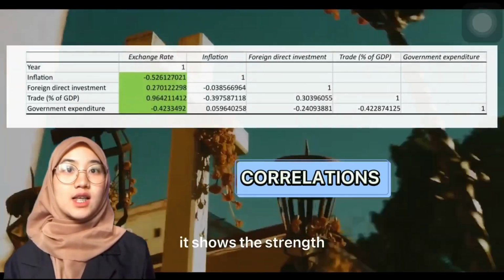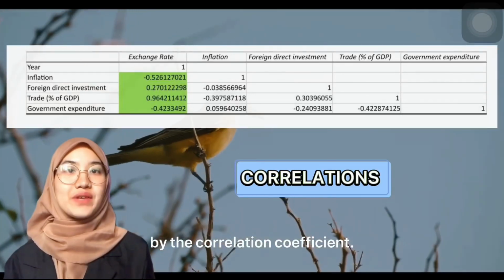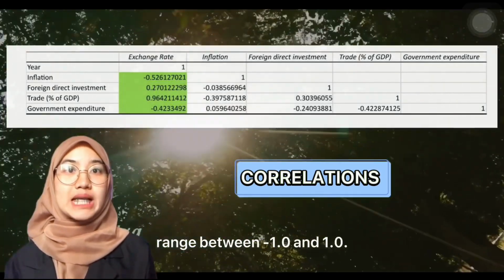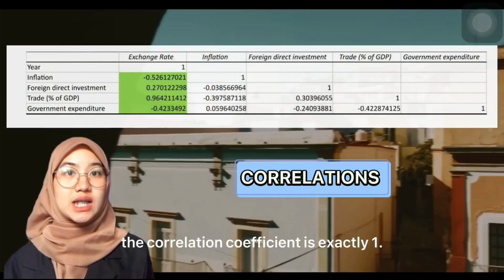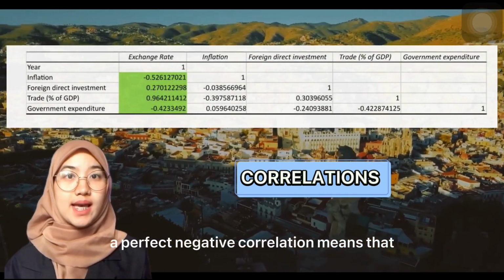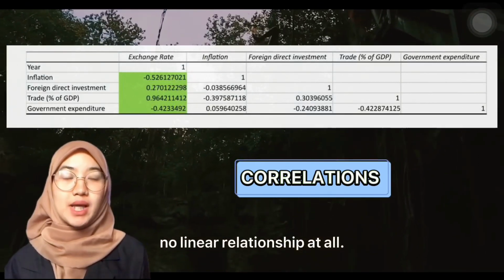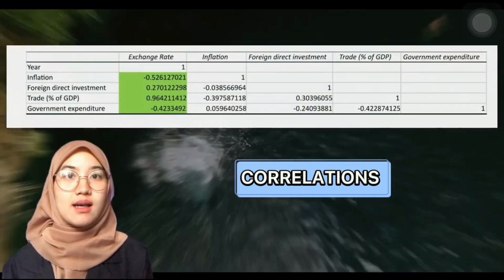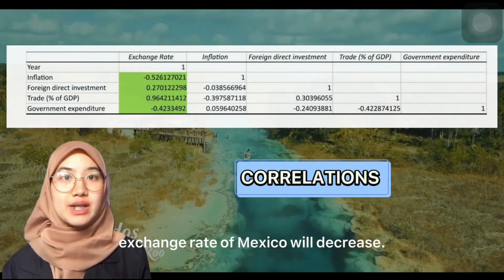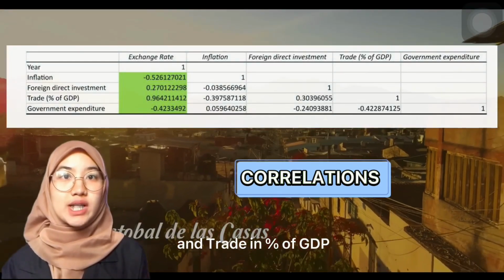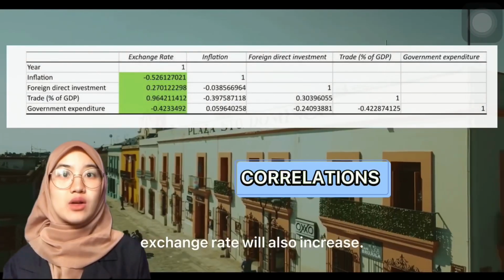Next is correlation. It shows the strength of a relationship between two variables and is expressed numerically by the correlation coefficient. The correlation coefficient's value ranges between -1.0 and 1.0. A perfect positive correlation means that the correlation coefficient is exactly 1. A perfect negative correlation means that two assets move in opposite directions, while a zero correlation implies no linear relationship at all. Inflation and government expenditure have a negative relationship, which means when these two increase, the exchange rate of Mexico will decrease. Meanwhile, foreign direct investment and trade in percent of GDP have a positive relationship, which means when these two increase, the exchange rate will also increase.